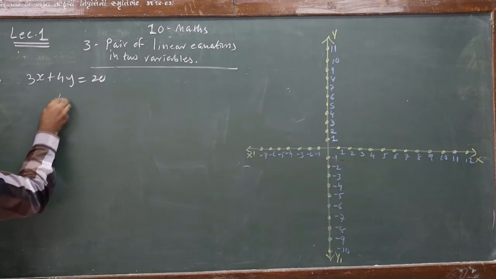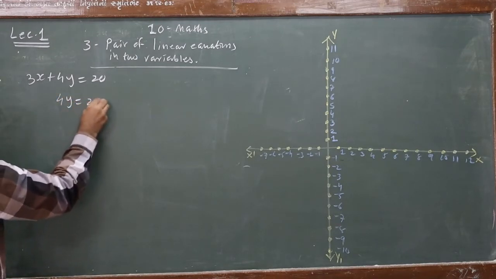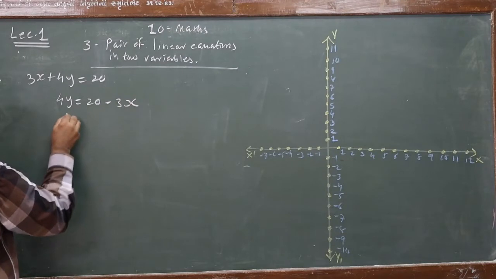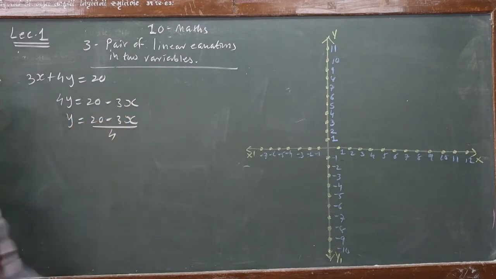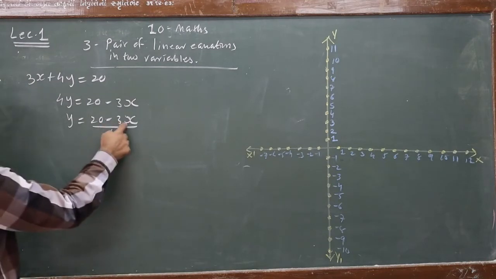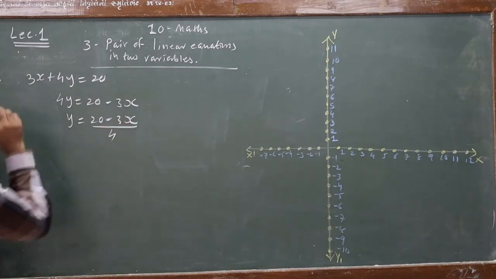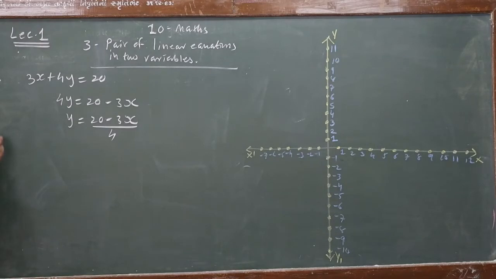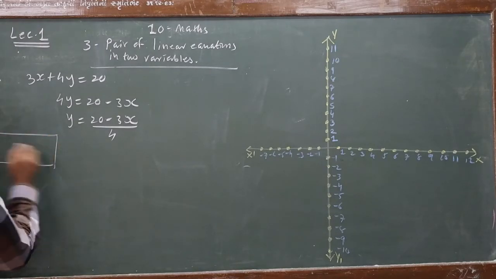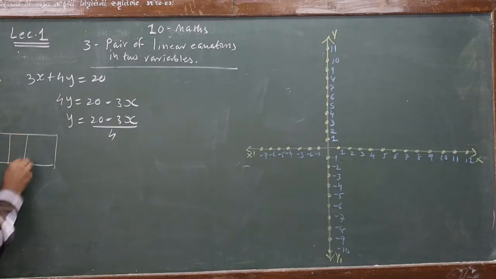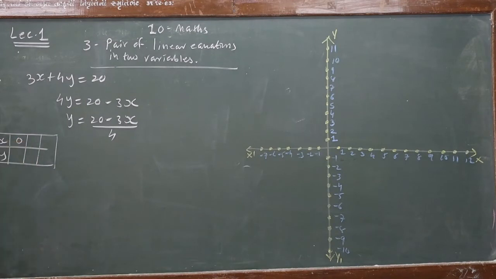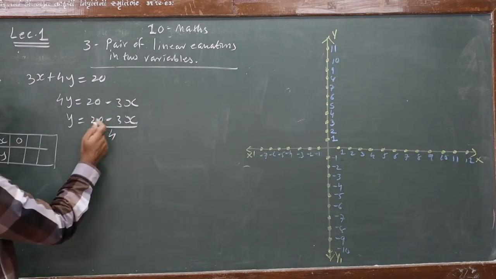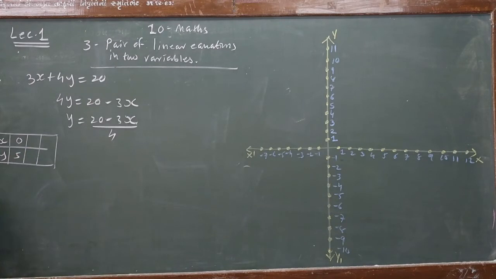I take it here. 4y is equal to 20 minus 3x. So y is equal to 20 minus 3x whole upon 4. Here I put different values of x and I will find out the corresponding value of y. So I can make a table like this, x and y. Suppose for x I put 0. So 3 zeros are 0. So 20 upon 4, answer is 5.